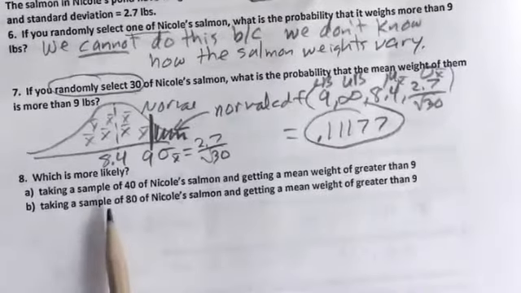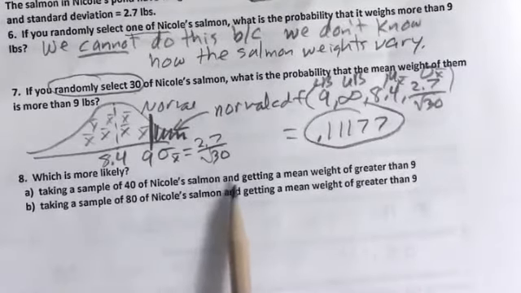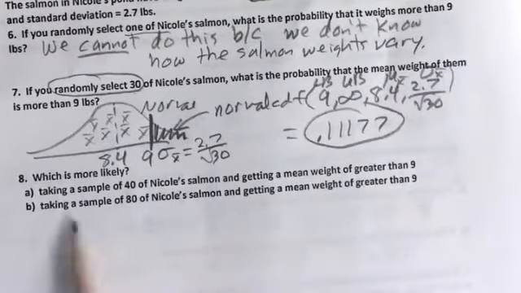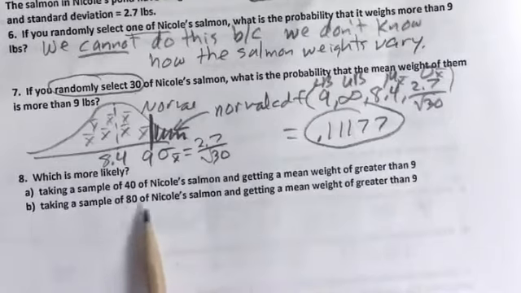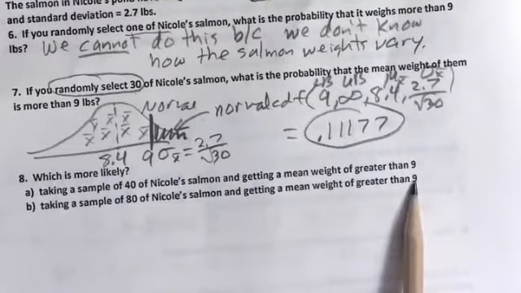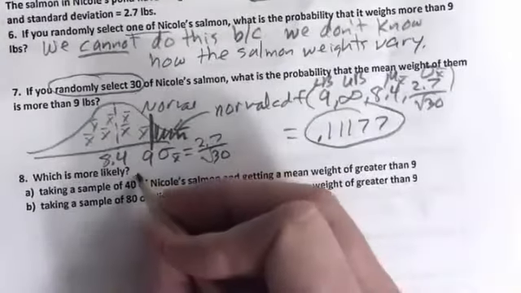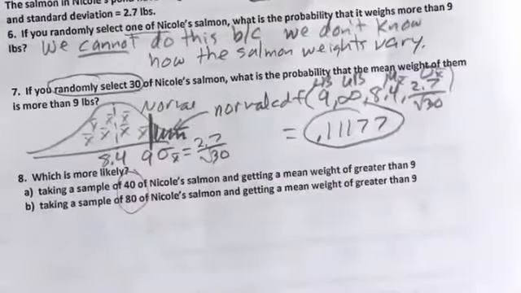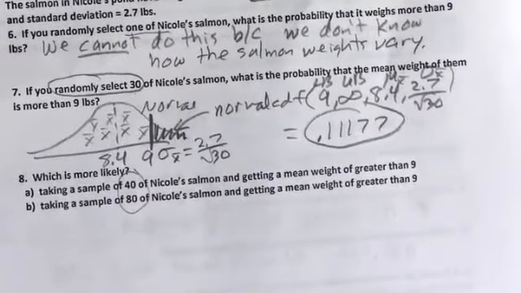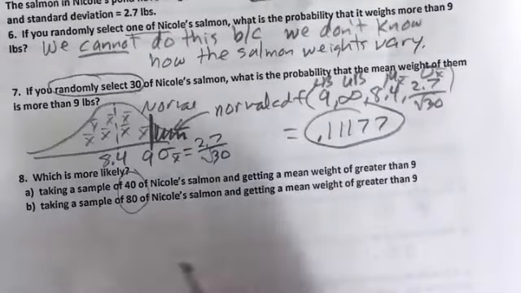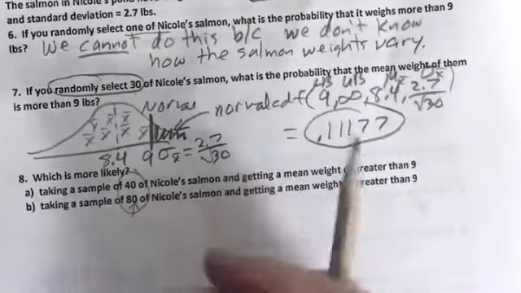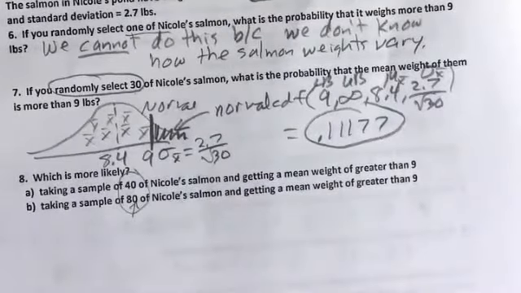What is more likely, taking a sample of 40 of Nicole's salmon, getting a mean greater than 9, or taking a sample of 80 of Nicole's salmon, getting a mean greater than 9? So what happens when you make the sample size bigger? The concept here is this: the bigger your sample size is, the less your variability is in your sampling distribution, and the more unlikely you're going to get values that are a certain distance from the mean.